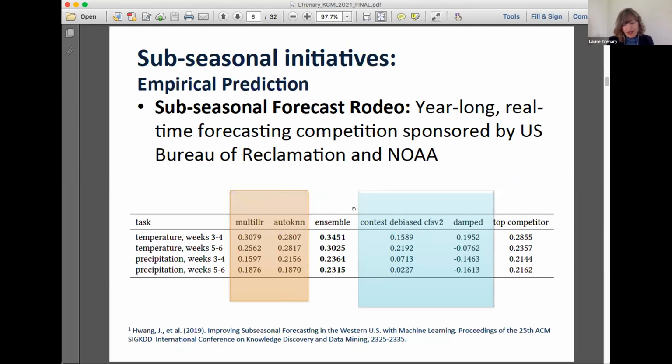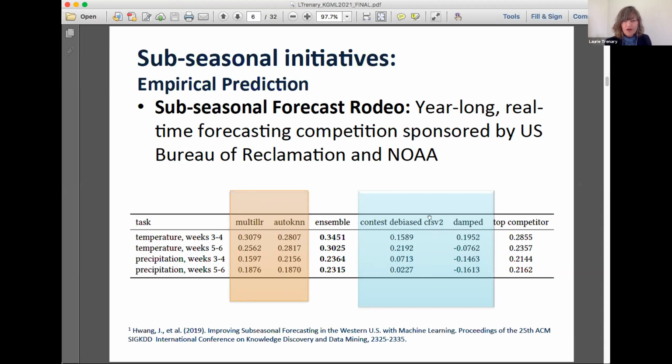And so another line of initiative is developing empirical predictions. As Tim mentioned in his introduction, the Bureau of Reclamation partnered with NOAA, establishing the subseasonal forecast rodeo, and they provided forecasts for weeks 3, 4, 5, 6, temperature and precipitation in the Western US. And here I'm just showing some skill results from the inaugural winners, highlighted in orange, and the benchmark.